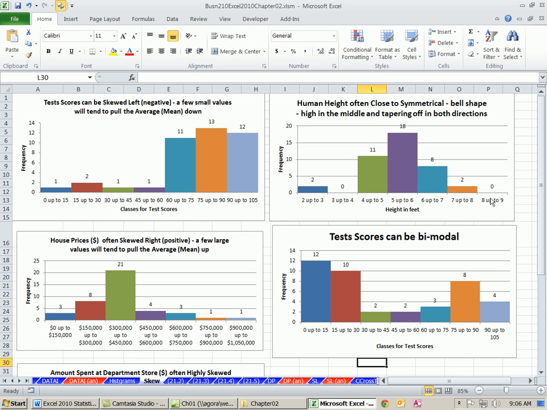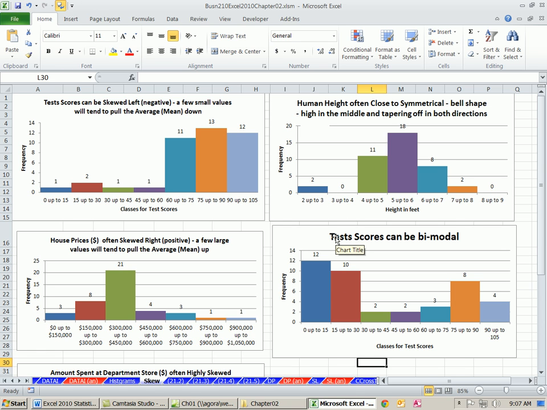Here's a distribution that sort of looks bell-shaped. Human height is one set of population data that tends to be bell-shaped, right? Because most people are 5 to 6 feet, and then there's some 4 to 5 feet, some 6 to 7. But way up here, you're not going to get very many. Way down here, you're not going to get very many.